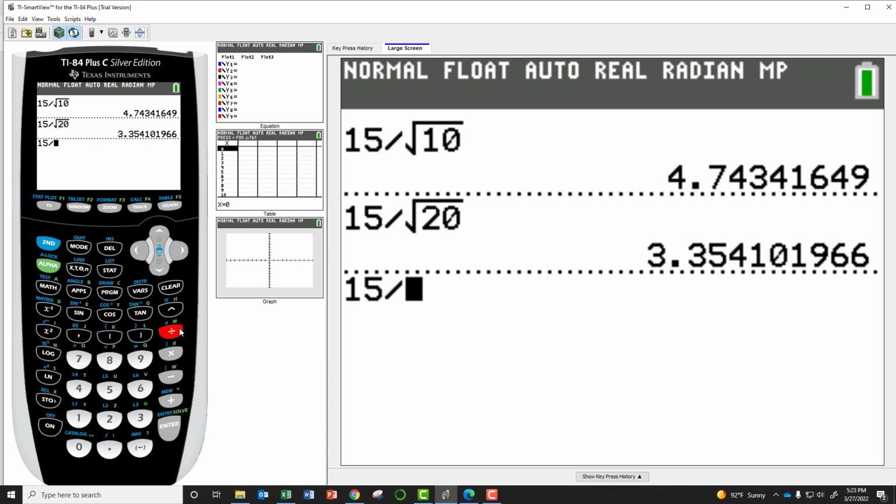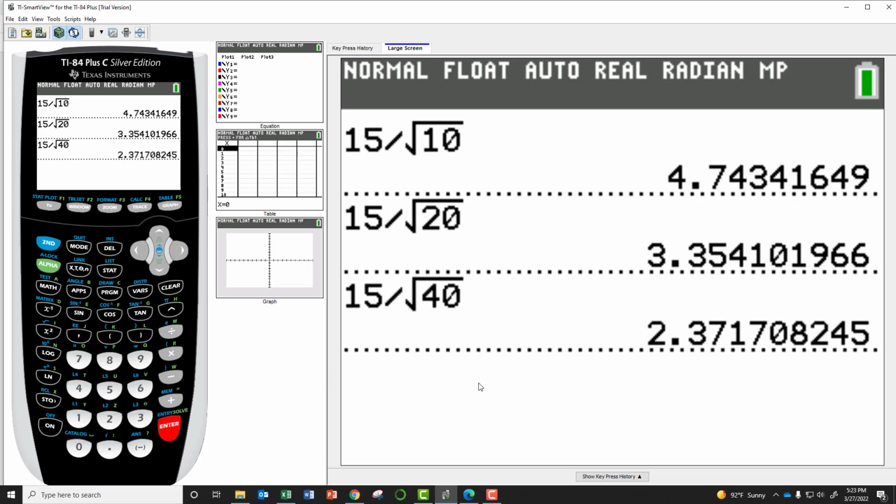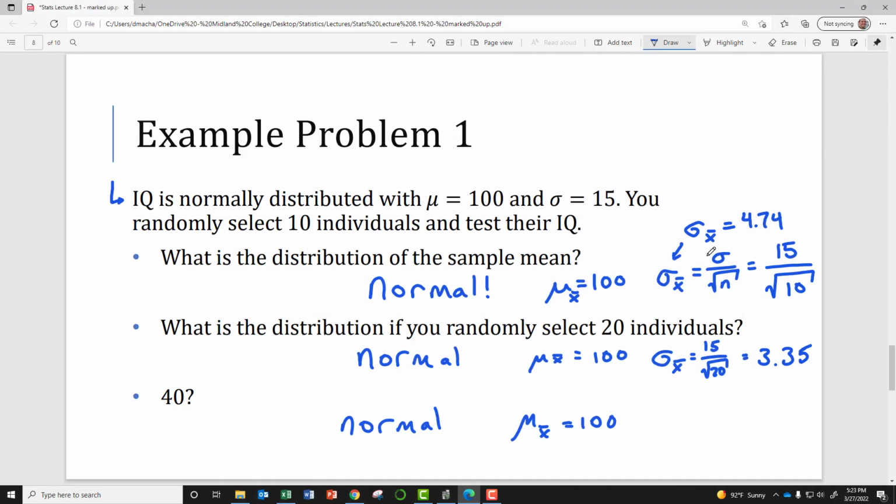Well, you probably can see what's going to happen. Increasing the sample size means decreasing the dispersion of the sample mean. In other words, you can think the sample mean becomes more accurate, or the sample mean becomes a better estimate of your population mean if your sample size is larger. So this is 2.37 in this case.